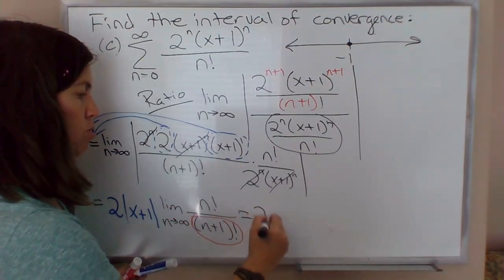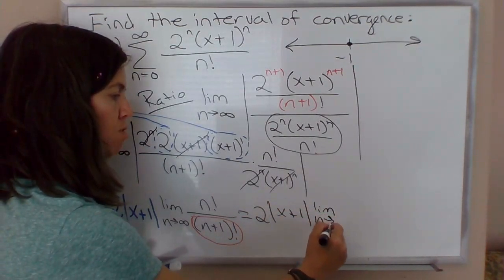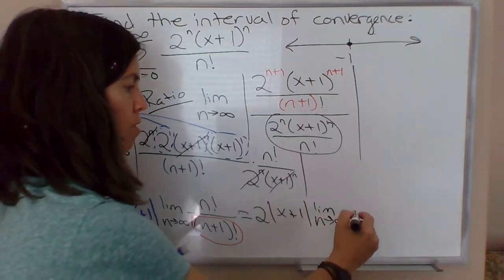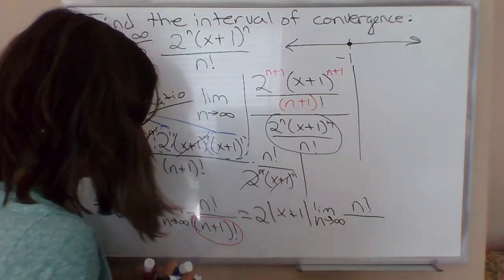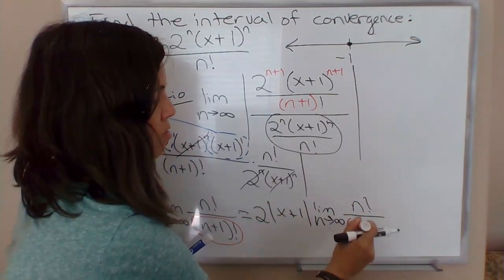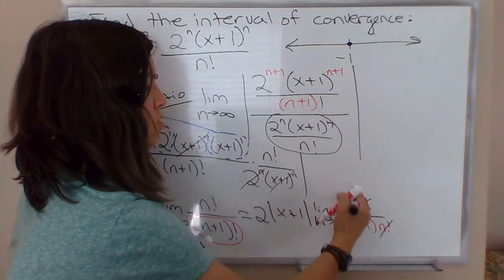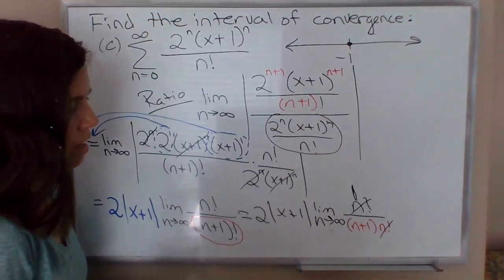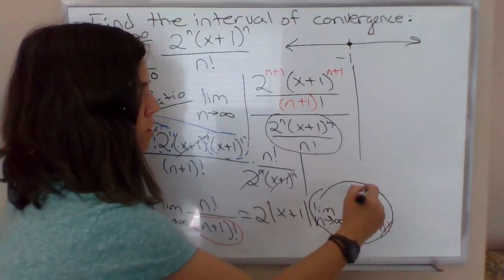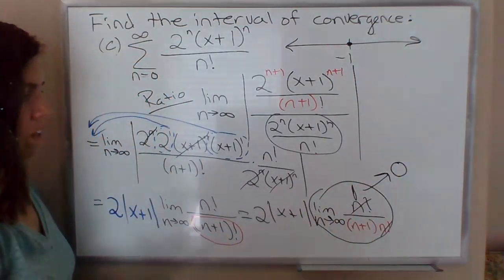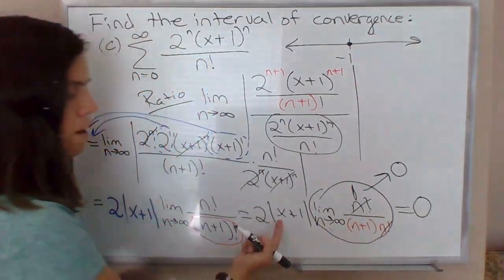So this is equal to 2 times the absolute value of x plus 1 times the limit as n approaches infinity of, leave the smaller factorial alone, expand the bigger one. So n plus 1 factorial we can write as n plus 1 times n factorial. And so that cancels. So this numerator now is just 1. And so we have the limit as n approaches infinity of 1 over n plus 1. Well, that's 1 over infinity, that's going to 0. And times this stuff out front, this limit's just going to be 0, no matter what value we have for x.